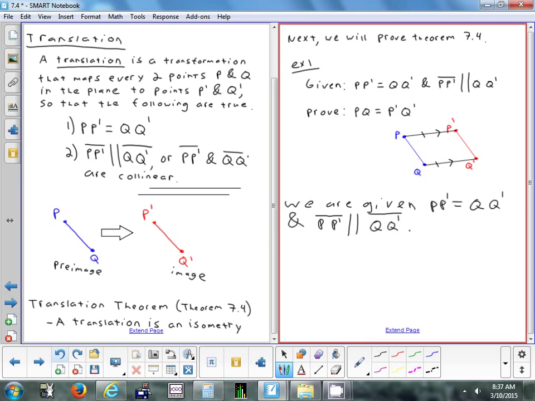Okay, what shape is that? Based on what you're given, you have a pair of opposite sides that are parallel and congruent. Parallelogram. Yeah, that's one of the theorems you can use to prove that this shape is a parallelogram. So P prime, P, Q, Q prime, just naming the vertices going around, is a parallelogram.